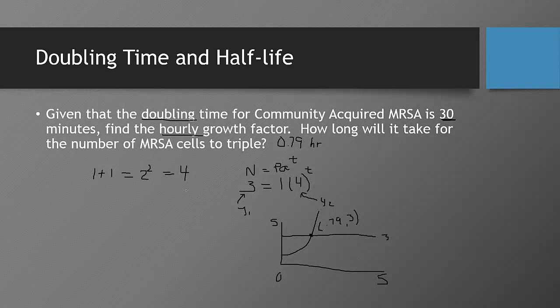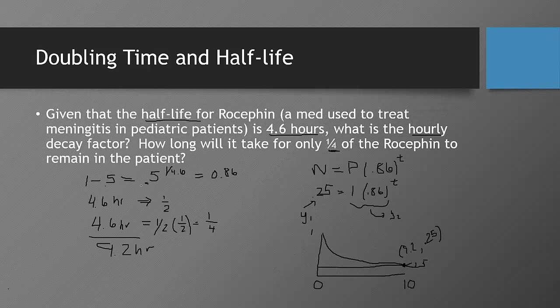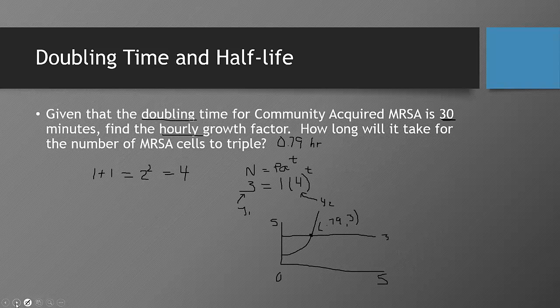So hopefully that helps you think through the concepts of half-life and doubling time. Key is that when I'm finding this hourly growth factor, doubling brings in this 2 from 1 plus 100%. And on the previous slide, we brought in this 0.5 from 1 minus 50%. And so those help us to find the hourly growth or decay factors. And then the other concepts we have used in other problems as well.